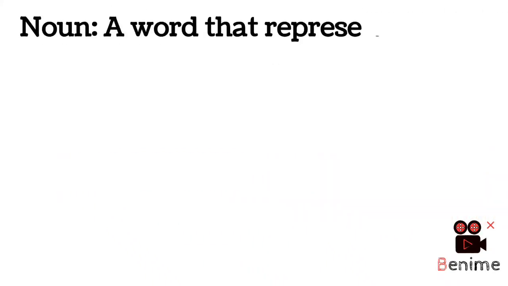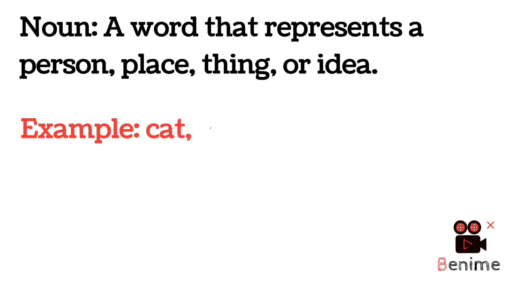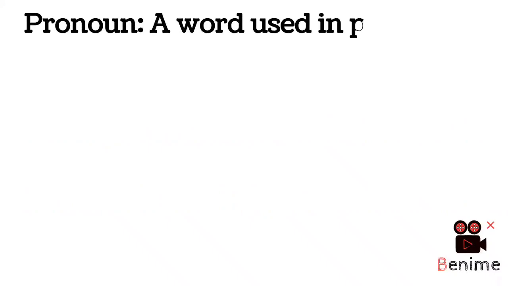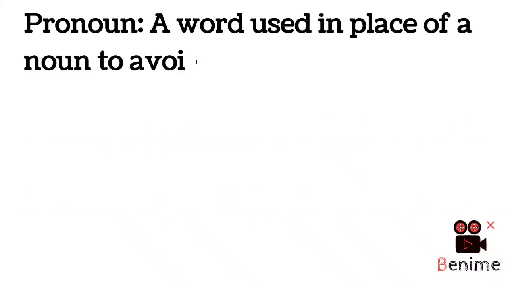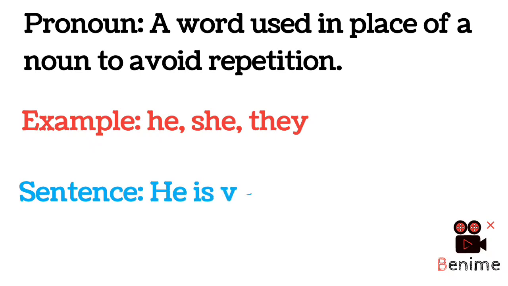Noun: a word that represents a person, place, thing or idea. Examples: cat, city, love. Sentence: this is my cat. Pronoun: a word used in place of a noun to avoid repetition. Example: he, she, they. Sentence: he is very clever.